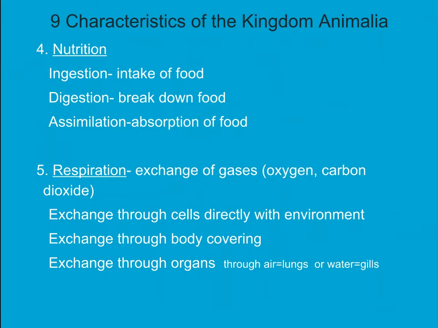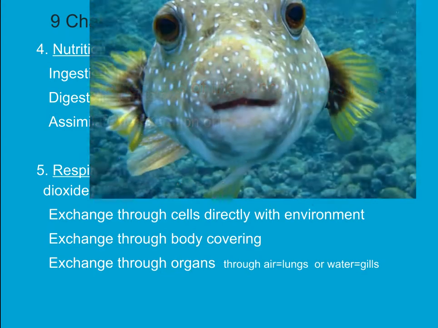The fourth and fifth characteristics are nutrition and respiration. Nutrition is the ingestion or intake of food. Digestion is the breakdown of food. Assimilation is the absorption of food. Respiration is the exchange of gases, oxygen and carbon dioxide, and that can be directly through the cells with the environment, and some can be through body covering. Some can be through organs, such as air for lungs and water for gills.